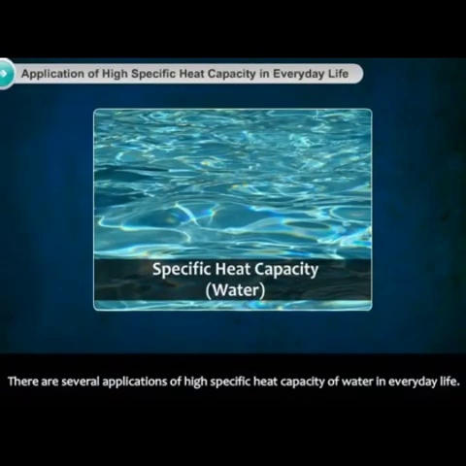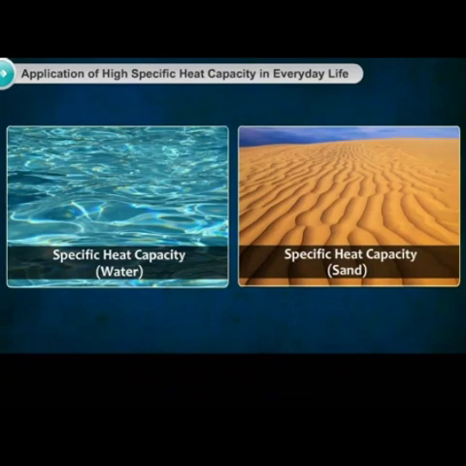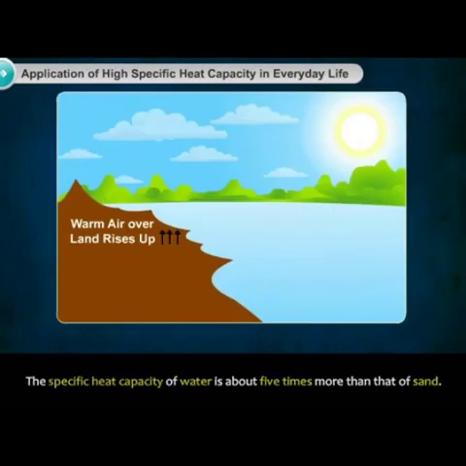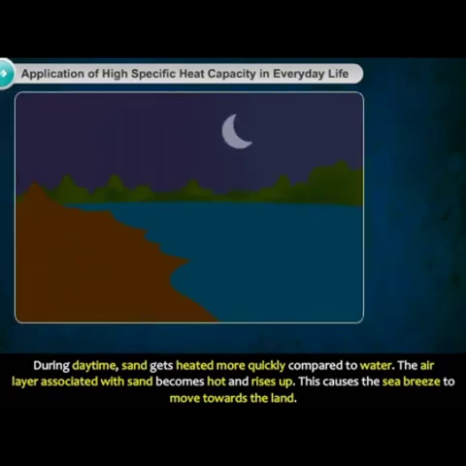There are several applications of high specific heat capacity of water in everyday life. Formation of land breeze and sea breeze. The specific heat capacity of water is about 5 times more than that of sand. During daytime, sand gets heated more quickly compared to water. The air layer associated with sand becomes hot and rises up. This causes the sea breeze to move towards the land.